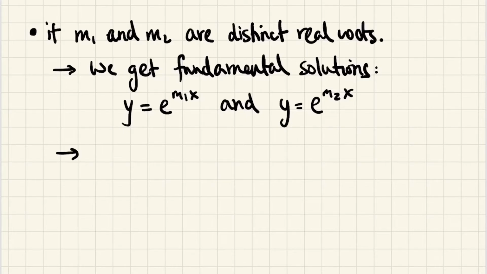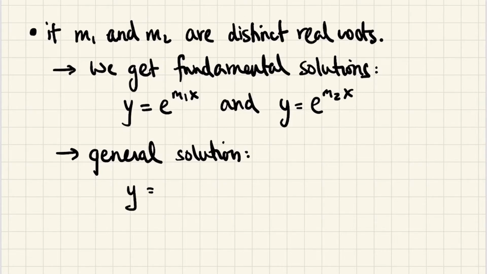And therefore, the general solution is simply the linear combination of those. Those can be shown to always be linearly independent, provided m1 is not equal to m2. So simply our answer is c1 e to the m1x plus c2 e to the m2x, and we're done. That's the general solution to the original differential equation.